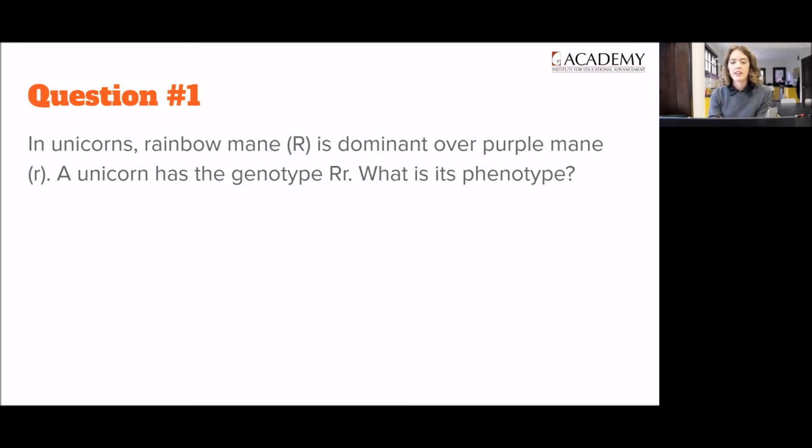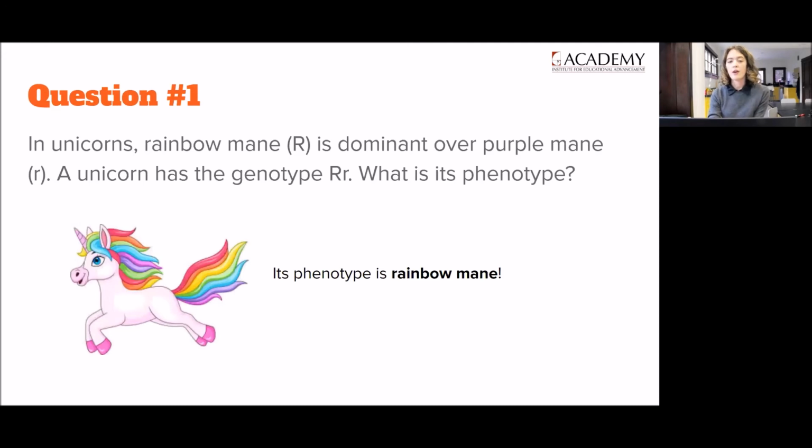Okay, if you said rainbow mane, you are correct. So because this unicorn has at least one dominant allele, it has a capital R, it for sure will have the dominant phenotype. Its genotype is heterozygous, and those always have the dominant phenotype. So rainbow mane.